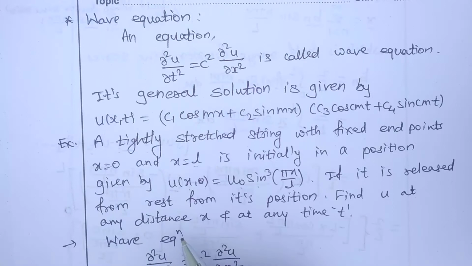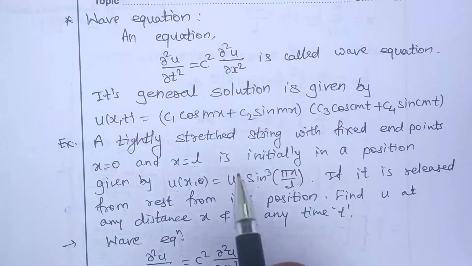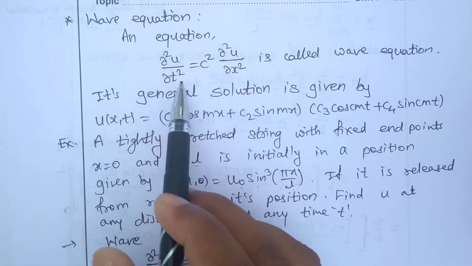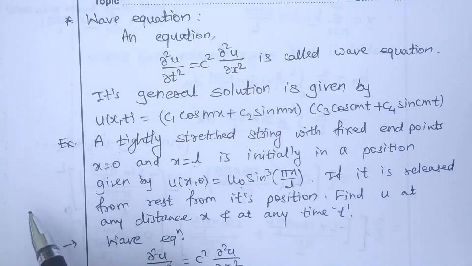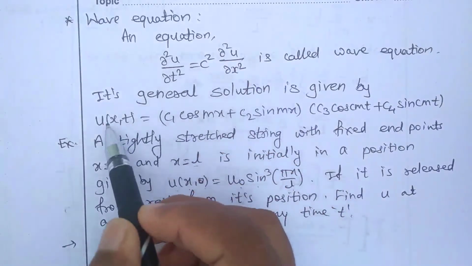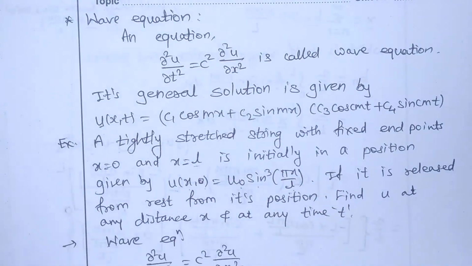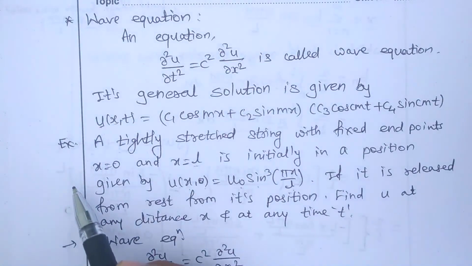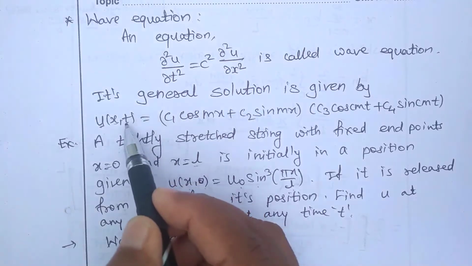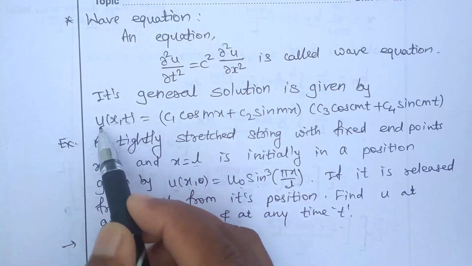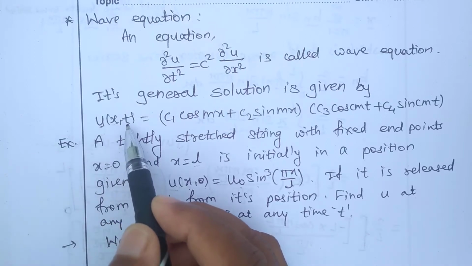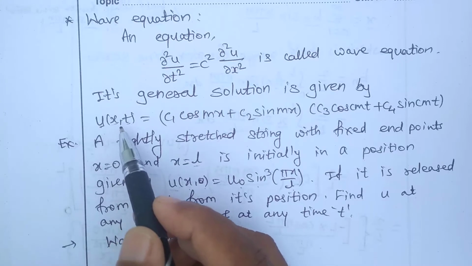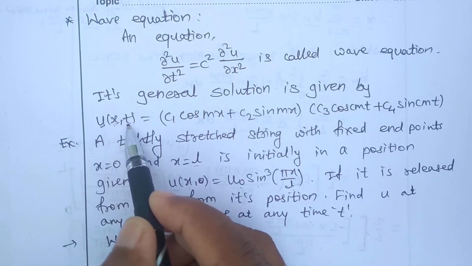If it is released from rest from its position, find u at any distance x and at any time t. For that, first you have to learn what the wave equation is, what is meant by u, what is t and what is x. Here u denotes the vibration in the string, x denotes the distance and t denotes the time. That means u(x,t), u is a function of x and t. So u denotes the vibration in the string at any distance and at any time.